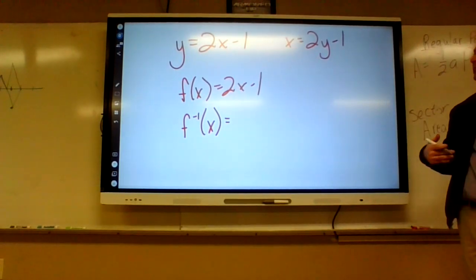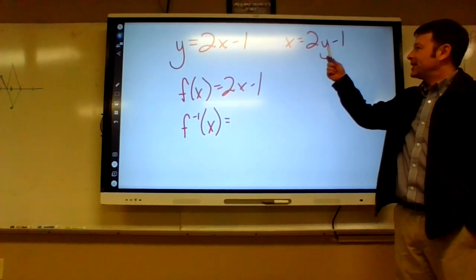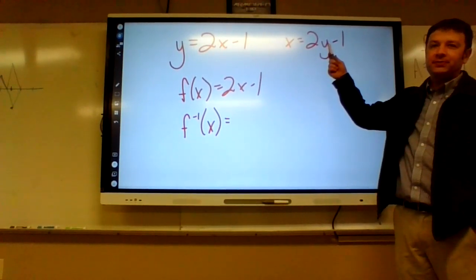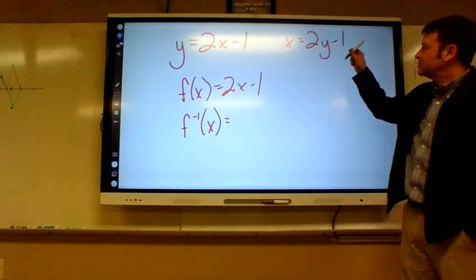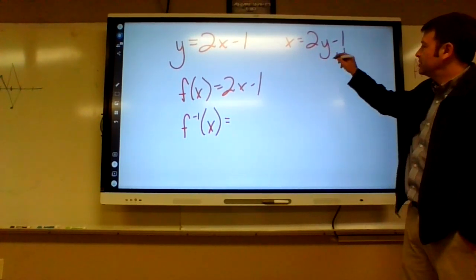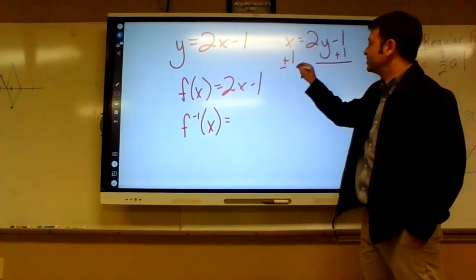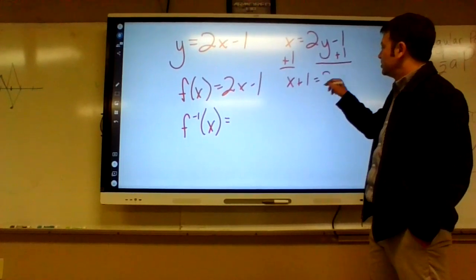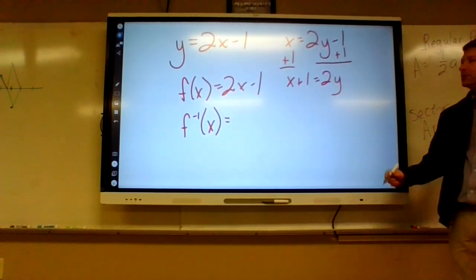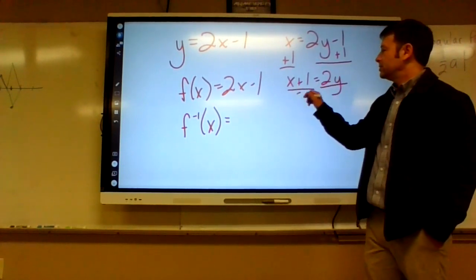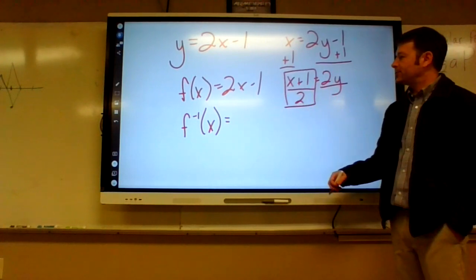But then we're going to turn that back into function form, which means I need to get y by itself. How do I get y by itself? Plus 1. Yeah, plus 1, or get rid of the plus or minus number first, and then divide by 2. Now, technically you could leave it like that, x plus 1 divided by 2.